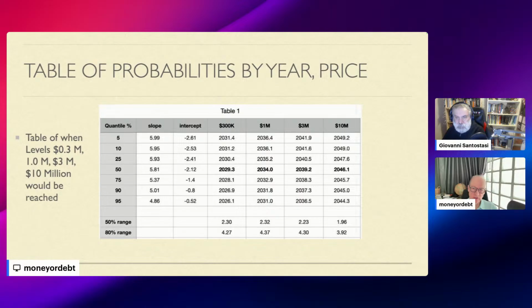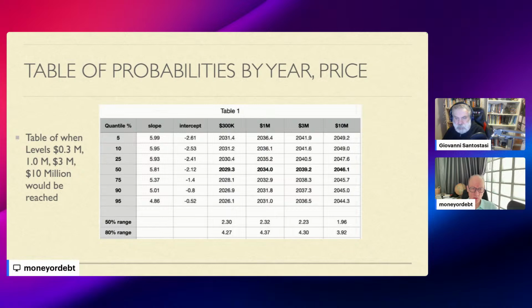So that particular number is kind of interesting because that's the Michael Saylor prediction, 10 million in 2045. Well, to do that, you'll have to be at the 90% level. So you can build this out for all the different quantile levels.